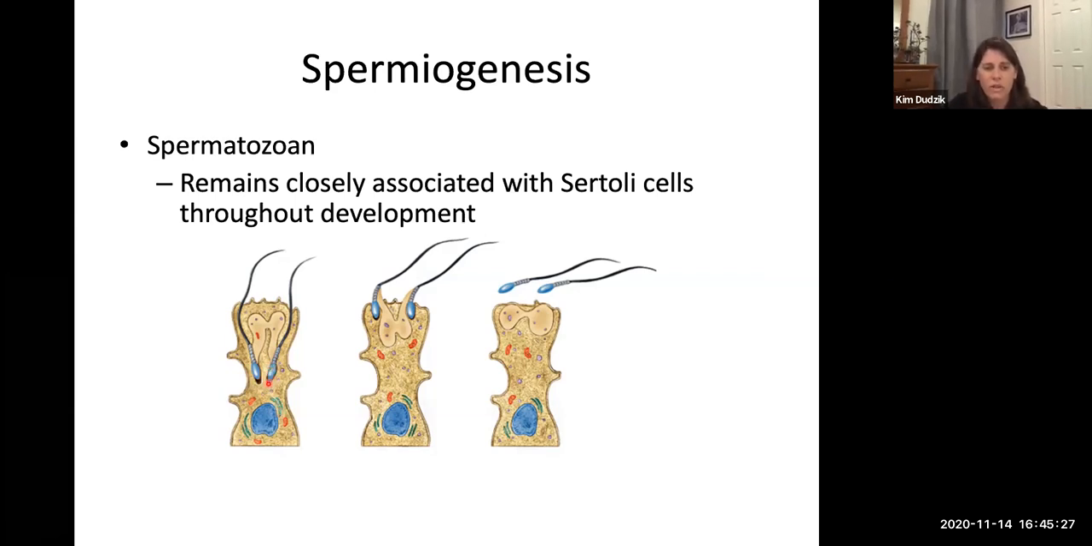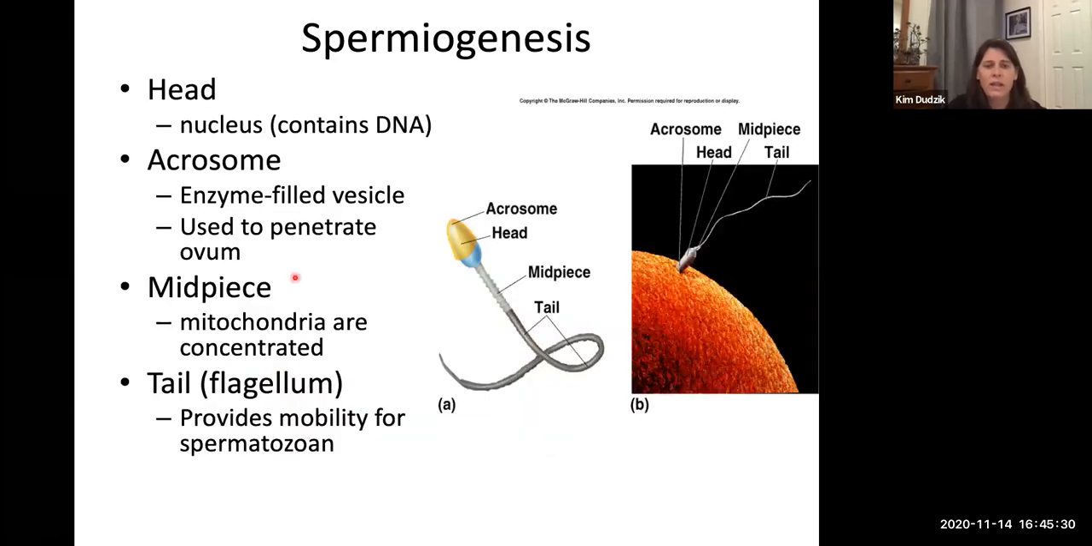In spermiogenesis, the circular cell will modify, and the nucleus gets retained. Most of the head of the sperm is the nucleus, and it develops what's called an acrosome. This is an enzyme-filled vesicle located at the top, and those enzymes are used to wear down the protective coating of the egg. We'll see more of that when we do the female reproductive system. It is used to penetrate inside the ovum.